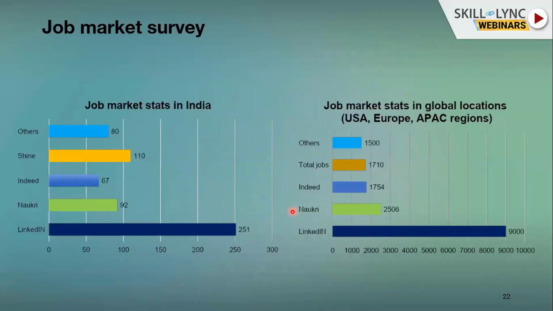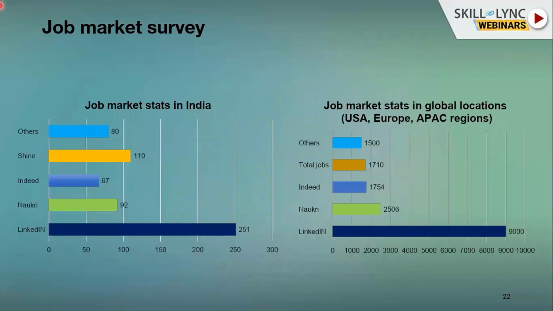So here's the job market survey. These are the market stats in India. You have different social media networks having a lot of openings in FEA and CAE. Especially they look for nonlinear capabilities along with the linear capabilities. And Naukri has got 92 openings, and Indeed portal has got 67 openings. This is based on the April month statistics in 2021 that I had plotted.